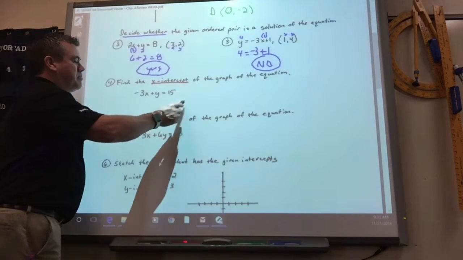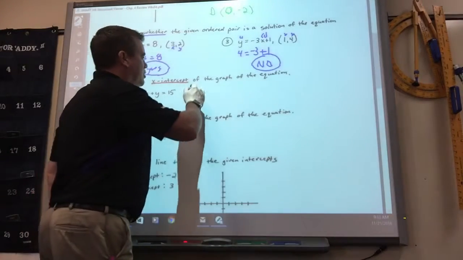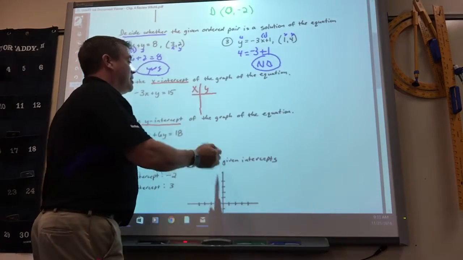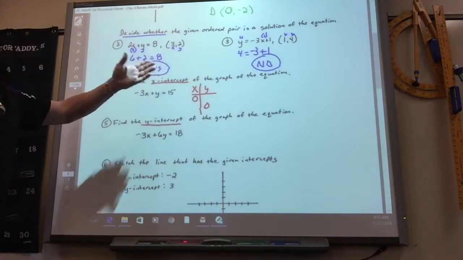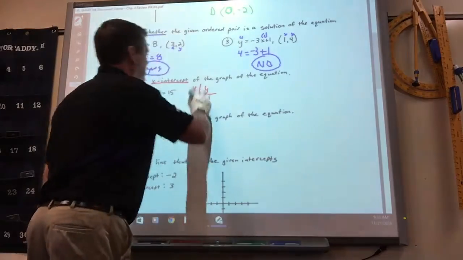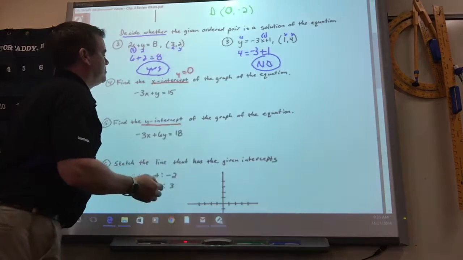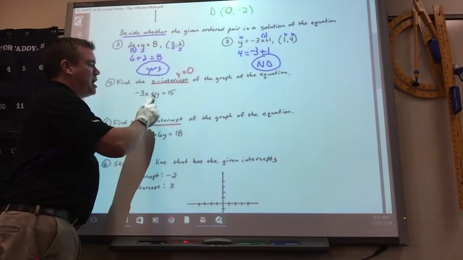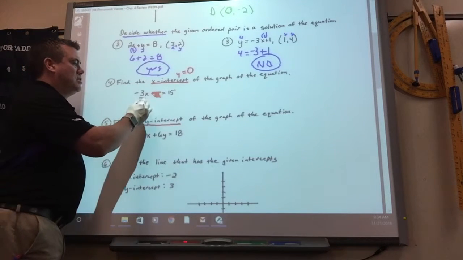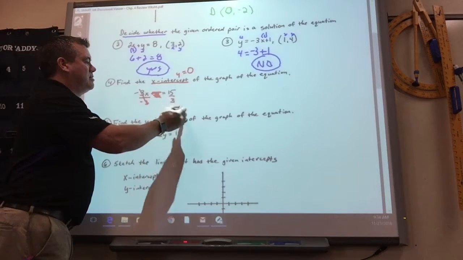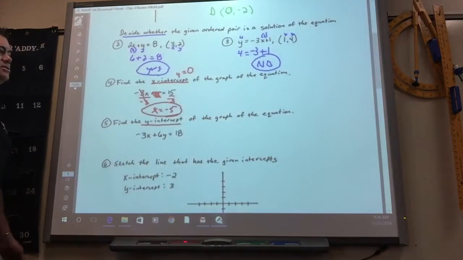Finding the x-intercept in this one and finding the y-intercept in this one. Remember, if you did a graph, to find the intercepts, you put 0 in for x, 0 in for y. So here they're just looking for the x-intercept, which means you put 0 in for y. So if I put 0 in for y, this turns to 0. -3x equals 15. So you divide by -3, and you get x equals -5. So that's the x-intercept.